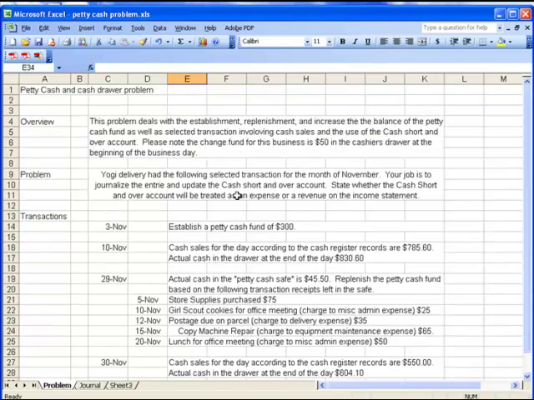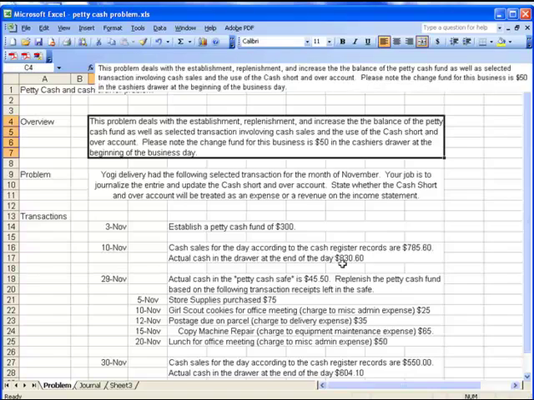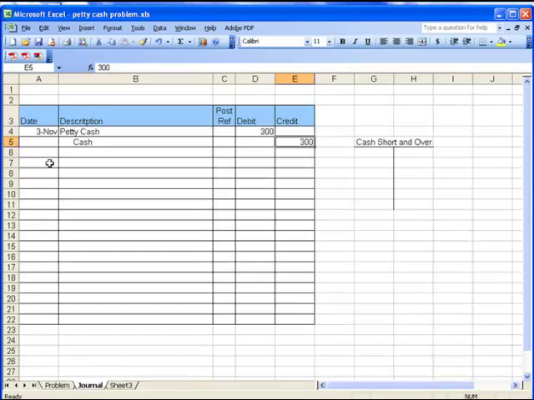One important note from our discussion above is that the change fund in the drawer is $50 for the cashiers. So in order to determine our cash sales in the drawer, we have to subtract the change fund. The actual cash is $830.60, and we subtract out the change fund of $50. That leaves us with $780.60.